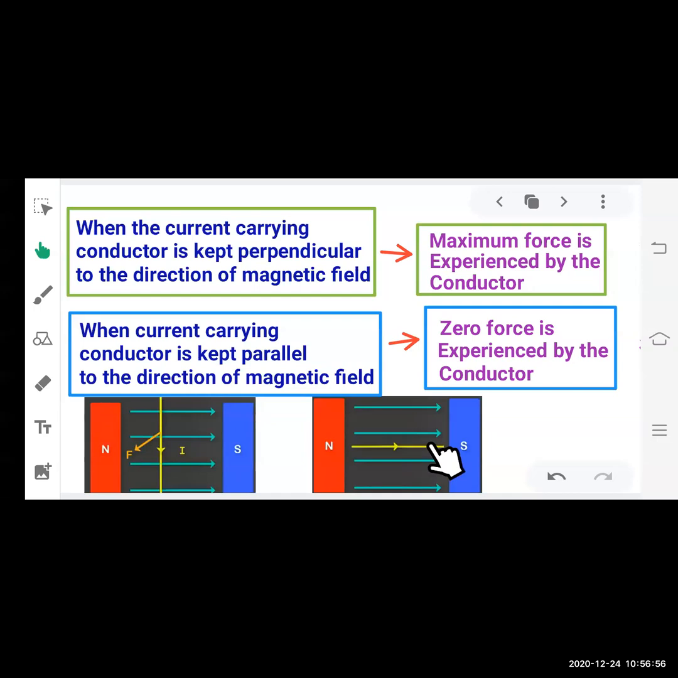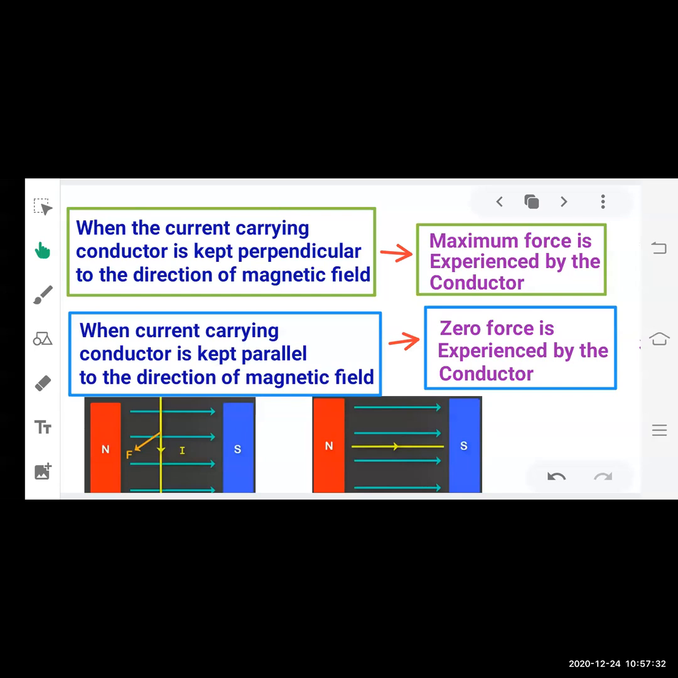So for 1 mark kind of questions, these two things are very important for you. Keep in mind that the maximum force is experienced when the angle between the current carrying conductor and magnetic field is 90-degree, or you can say both are perpendicular to each other. But when the current carrying conductor and the magnetic field are parallel to each other, there will be zero force experienced by the conductor. And between 0 to 90-degree, the conductor will experience force, but it will not be maximum.